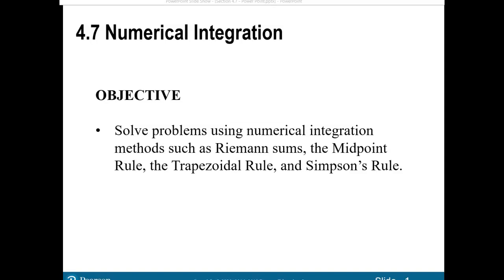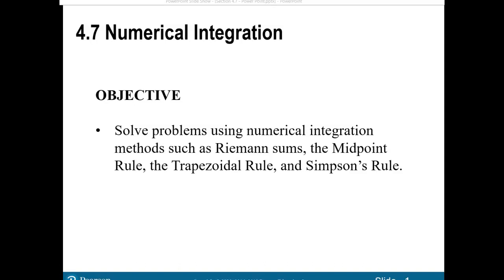In this video, we're going to cover section 4.7 on numerical integration. This is the last section in chapter 4. So in this section, we're going to learn how to solve problems using numerical integration, such as Riemann sums, like we talked about earlier, midpoint rule, trapezoid, and Simpson's rule.